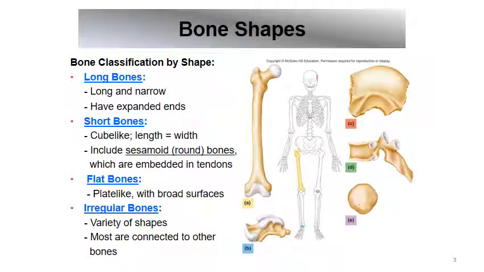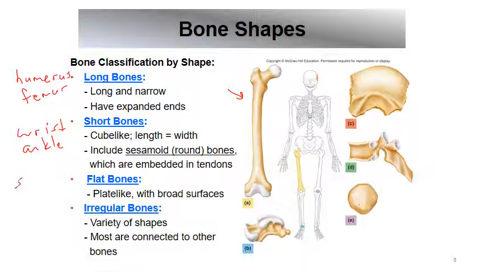Okay, so the bone shapes here, just based on what the bones look like. So the long bones we're seeing here, and so you can add here examples: humerus, femur, your forearm bones, your leg bones. These are all long bones. Short bones are the small bones. These are the wrist and ankle bones. Your patella is also one.